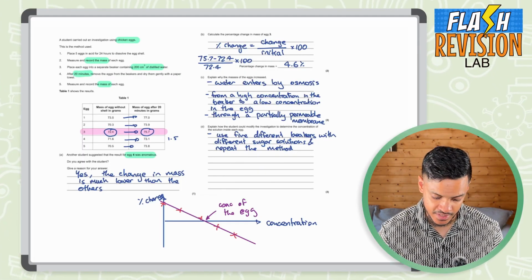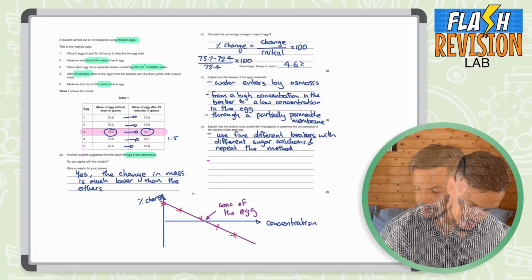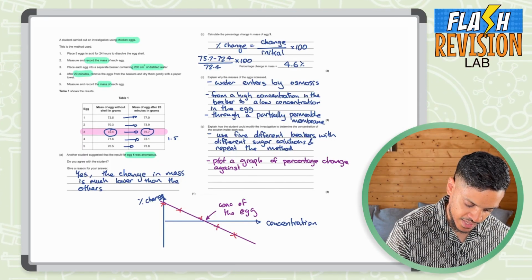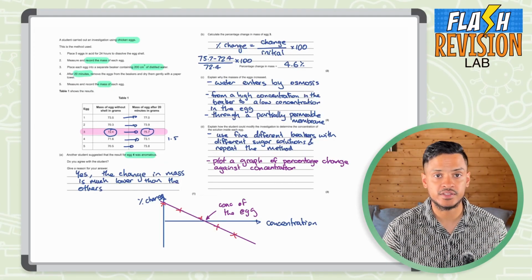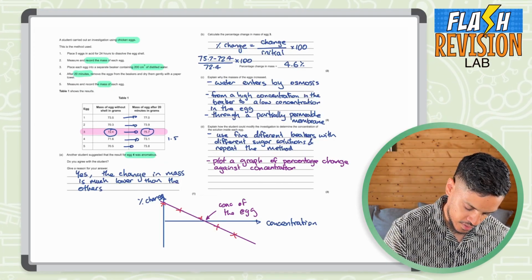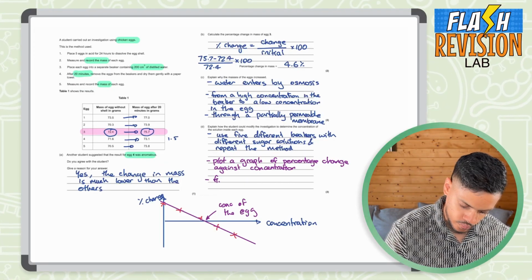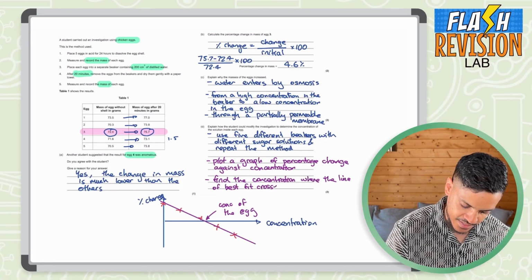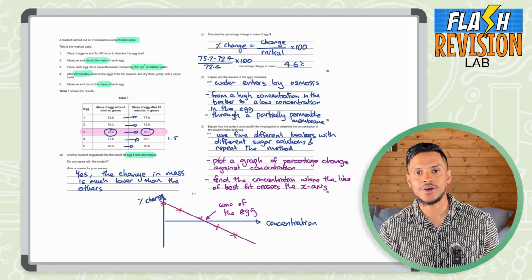So we just need to explain this in words for 2 more marks. So we'll say plot a graph of percentage change against concentration. That's our second mark. And then third mark, find the concentration where the line of best fit crosses the x-axis. And there we have it, 3 marks.